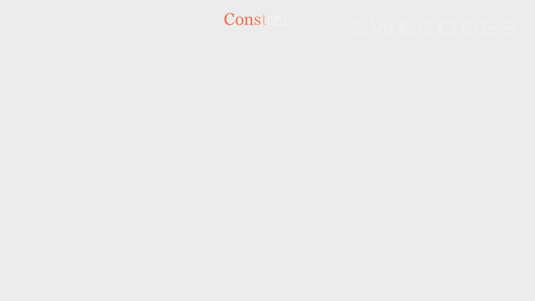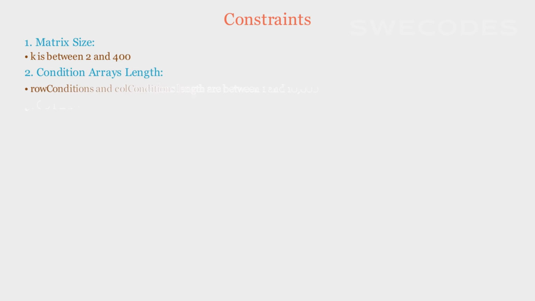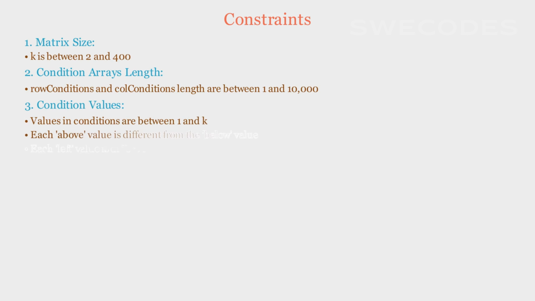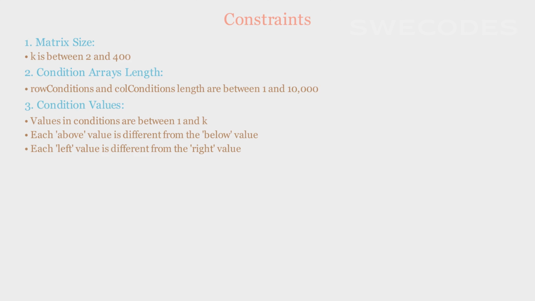Before we dive into solving, let's quickly go over the constraints. The matrix size k can be anywhere from 2 to 400. Both row conditions and col conditions can have between 1 and 10,000 elements. All values in these conditions are between 1 and k, and each above value is different from its below value. Same goes for left and right. These constraints will guide our approach to an efficient solution.